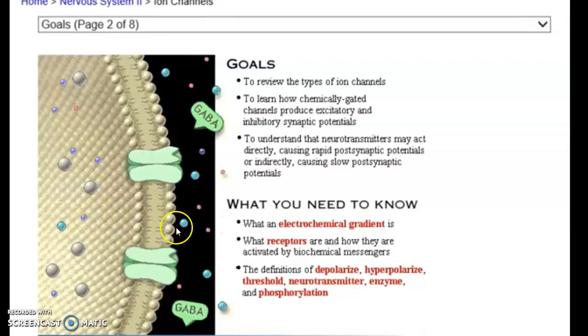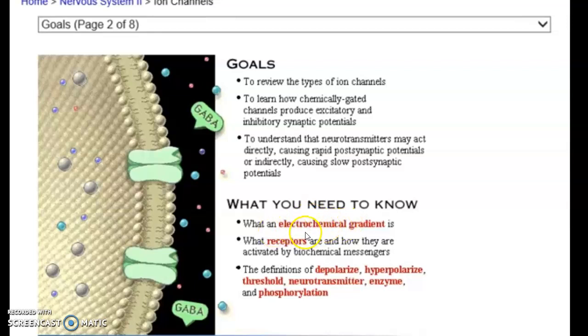So I have two forces pushing sodium in, the electrical force, or the attraction towards the negative charge, and the chemical force, which is diffusion, going from a high to a low. And here, though, I have one force wanting it to go out, that's the chemical force, but I have another force opposing it from going out, and that's the electrical force. Therefore, we will always have more sodium coming into a cell than potassium going out based on the electrochemical gradient.